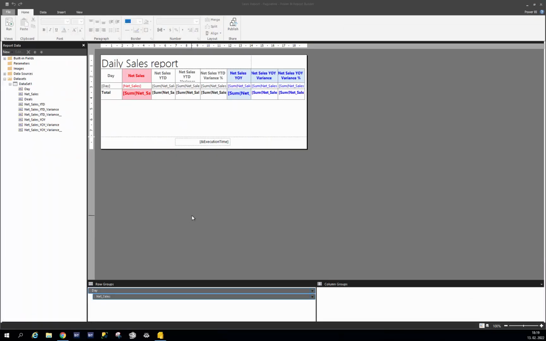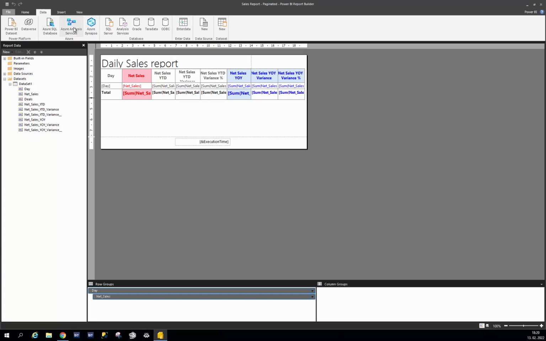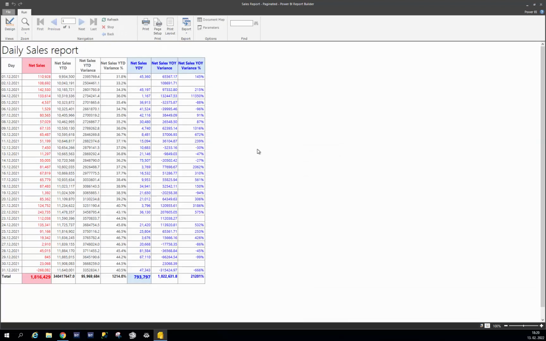Another very useful feature, especially in large organizations, is paginated reports. Paginated reports are created in Power BI Report Builder. That is a standalone application that you download and connect to any data source. It may not be just a Power BI dataset, it can be anything else, and you create a simple report. It's a paginated report, which means it should look like a page.